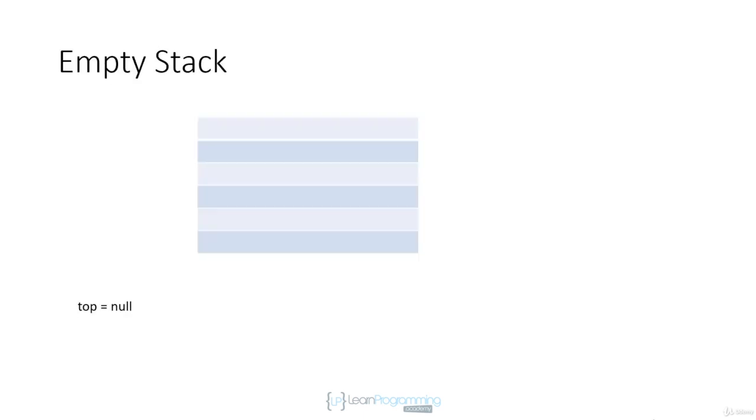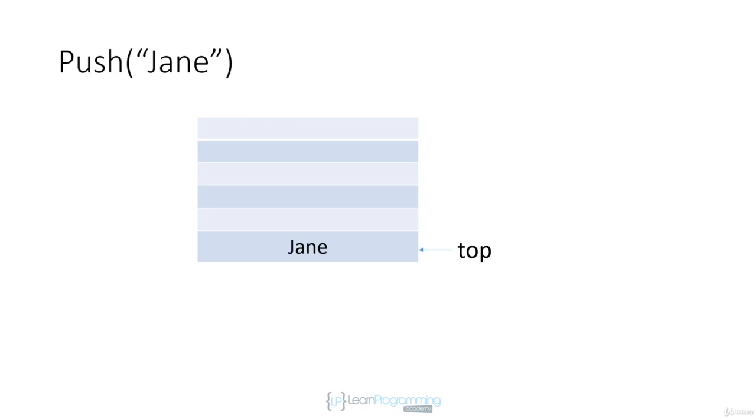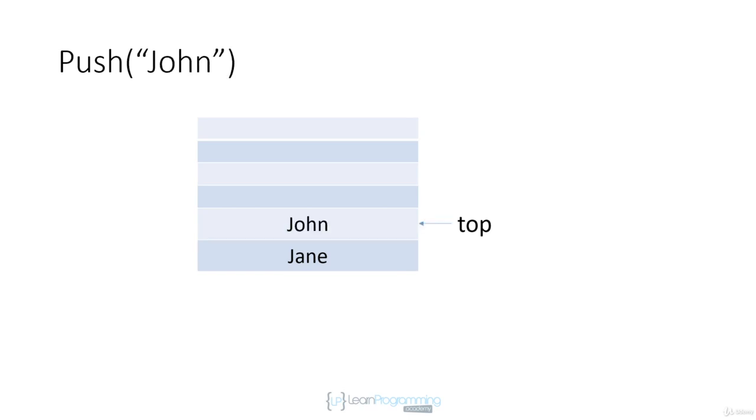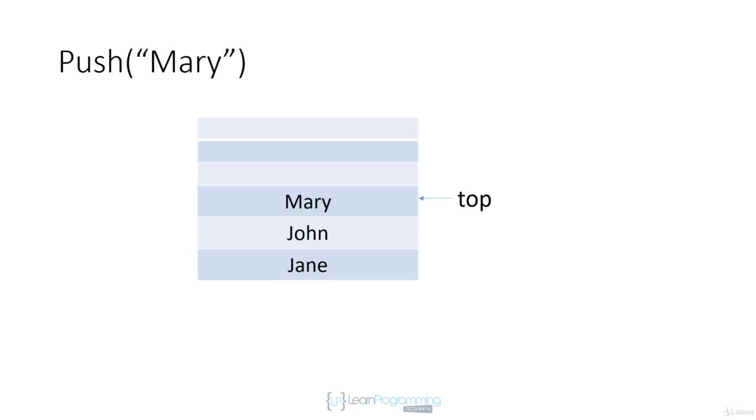So let's take a look at the stack. So here's an empty stack. There's nothing on it. So the top would be null if we were dealing with a linked list. And then let's say we push Jane. Well, Jane will now go into the stack and she's the top item on the stack. So we have a top pointer or a top variable that's pointing to Jane. And then we're going to push John. So John is now at the top of the stack. And then we're going to push Mary. So Mary's now at the top of the stack.